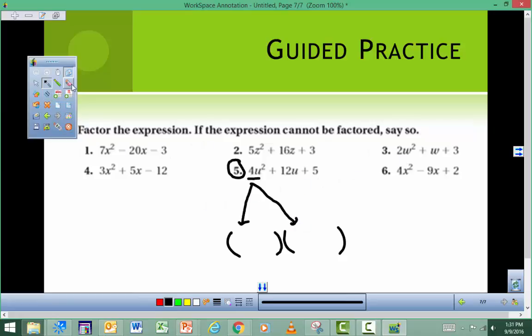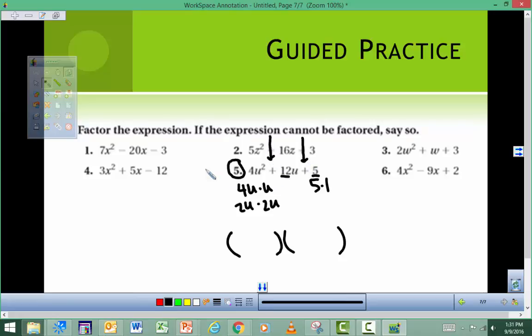I'm going to erase this real quick because I need some room to write. Look, there's two options this time. We could have 4u times u, right? And we could also have 2u times 2u. But on the other hand, this one's easy because there's only one option on this side, right? 5 times 1. Okay? So, that sign is positive, this sign is positive. Somehow we got to manage to get 12.